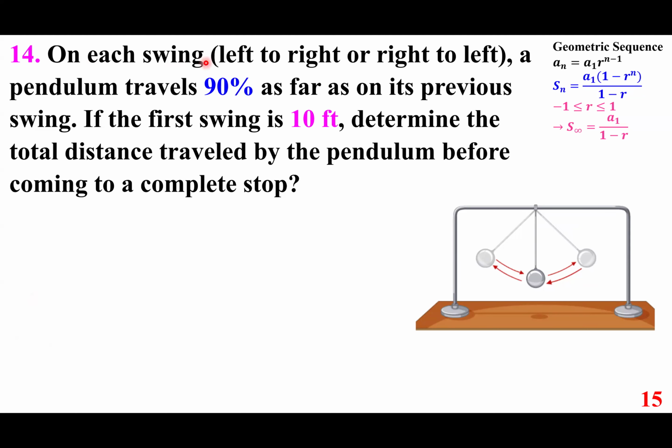On each swing, left to right or right to left, a pendulum travels 90% as far as on its previous swing. If the first swing is 10 feet, determine the total distance traveled by the pendulum before coming to a complete stop.